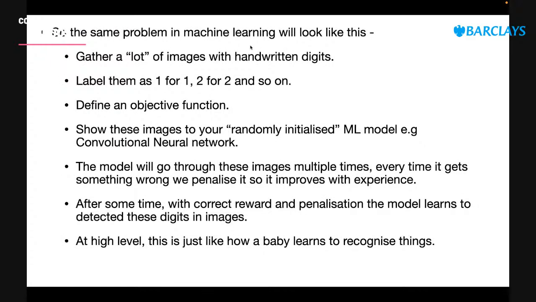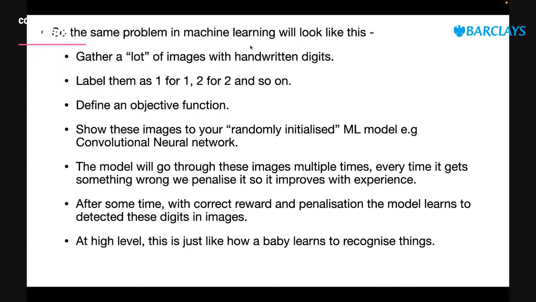So for the same problem, what we need to do is gather a lot of images of handwritten digits. For example, if I'm working on this as a personal project, I'll ask my friends to write three and give it to me. They will send the image to me, and I will correctly label it as three. For example, someone has written one, two, three till zero.